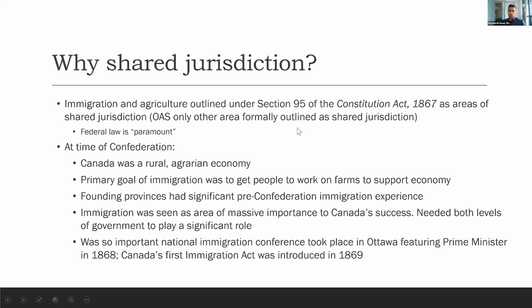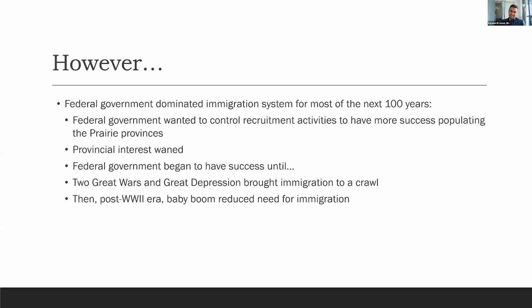And immigration was so important back then that the year after Canada's founding, there was a national conference held in Ottawa where the Prime Minister as well as his counterparts met to explore how they can promote the new country's immigration objectives. Now, with all that being said, for the next 100 years, the federal government dominated our immigration system. And there are a variety of reasons for this.